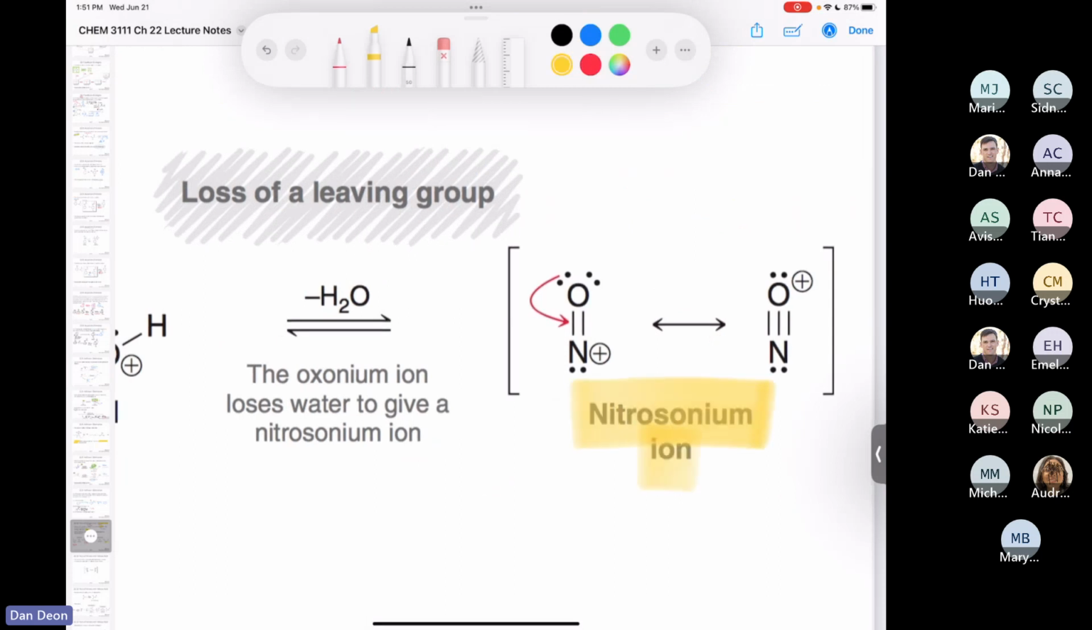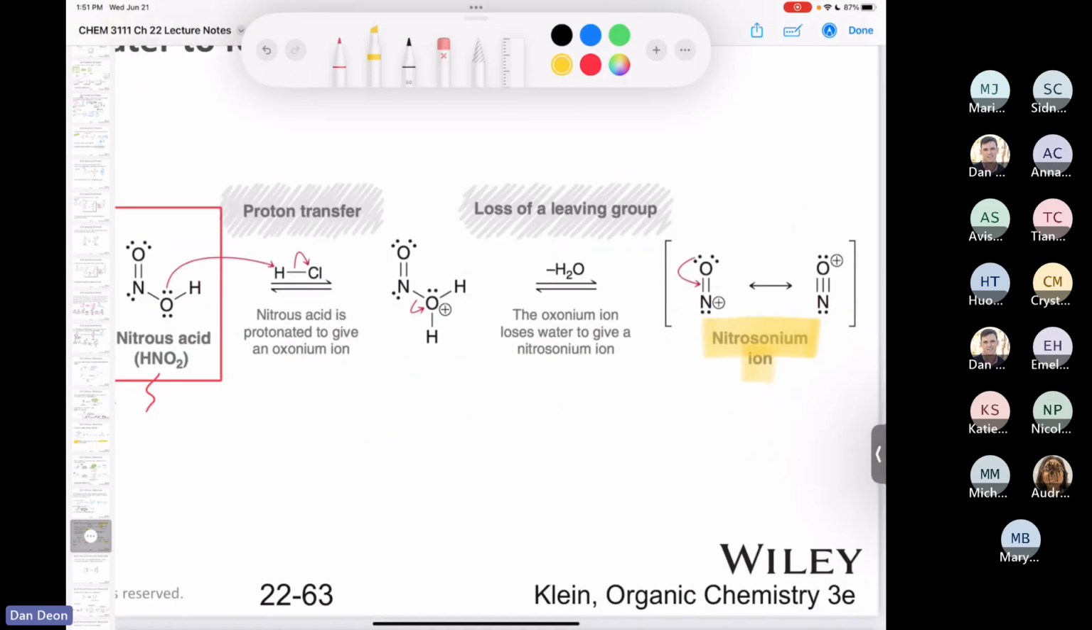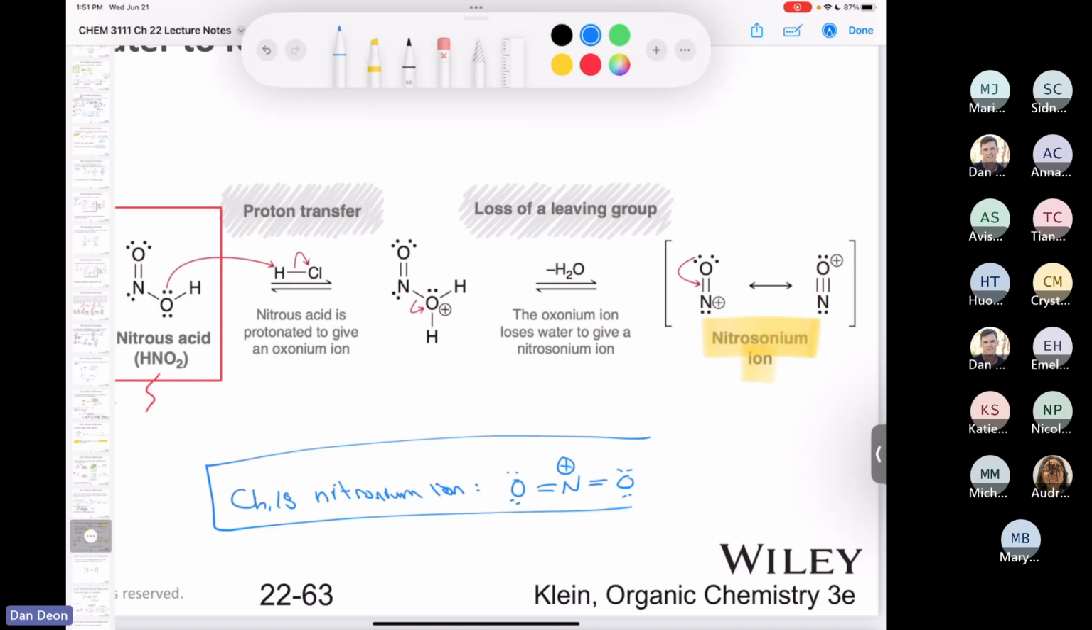You have to know the nitrosonium ion, not to be confused with the nitronium ion. So back in chapter 18, we looked at the nitronium ion. I'm just writing this down here so you don't get the two of them mixed up. But the nitronium ion was this, okay? And that was to make a nitro group on an aromatic ring. So again, this was covered in chapter 18. I just don't want you to confuse those two things.